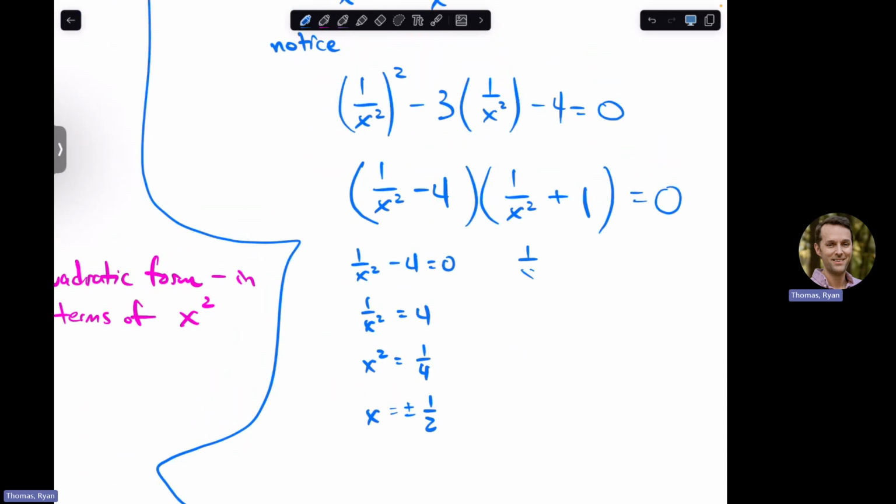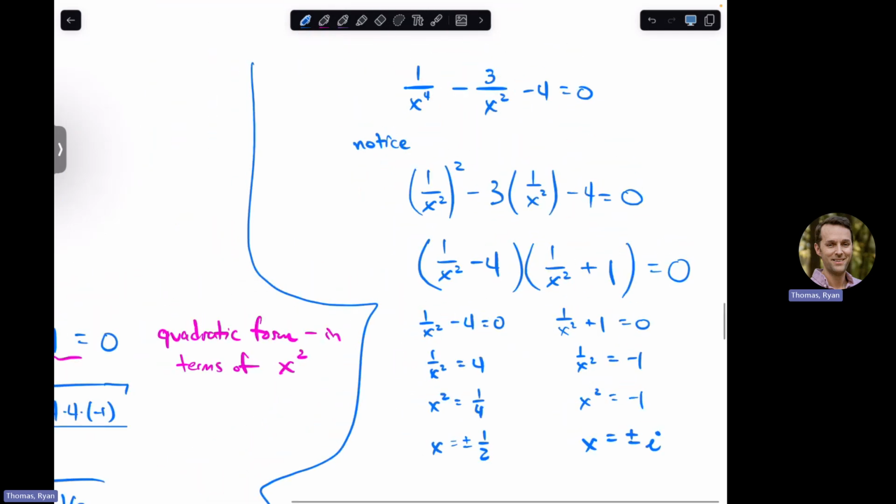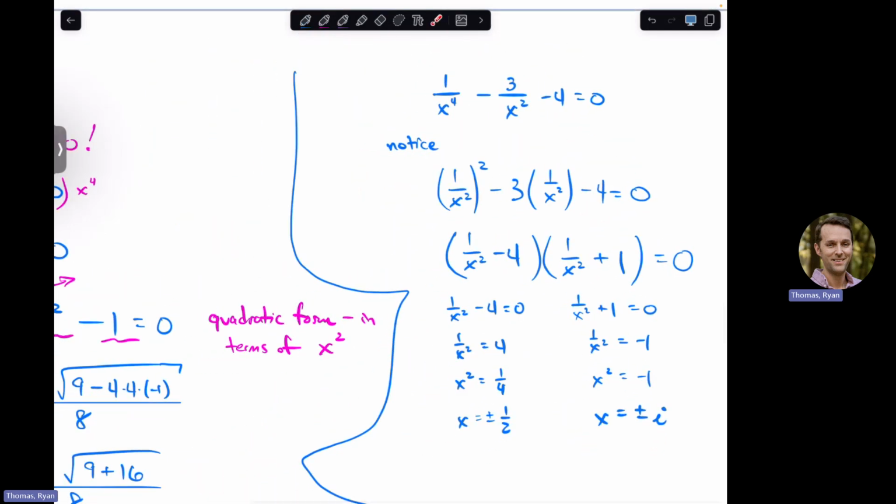Or, again, take the reciprocal, but the reciprocal of -1 is still -1. And again, plus or minus i. Now, that's a little more direct, right? But it depends on, again, me noticing something first, right?